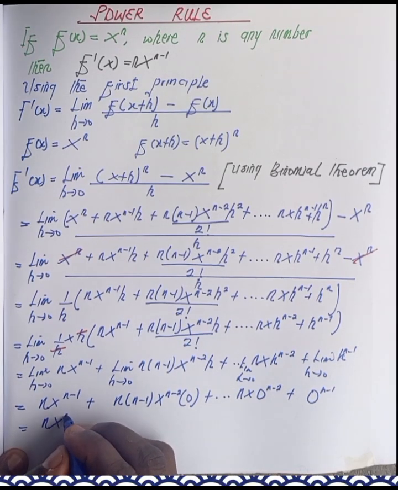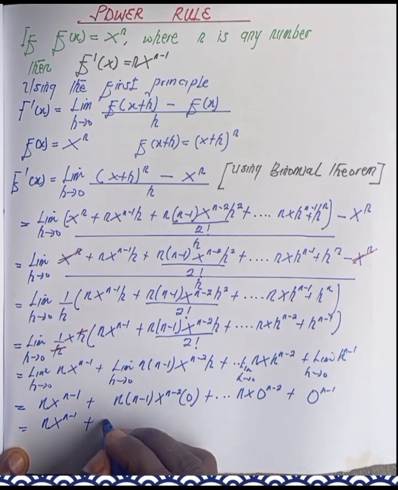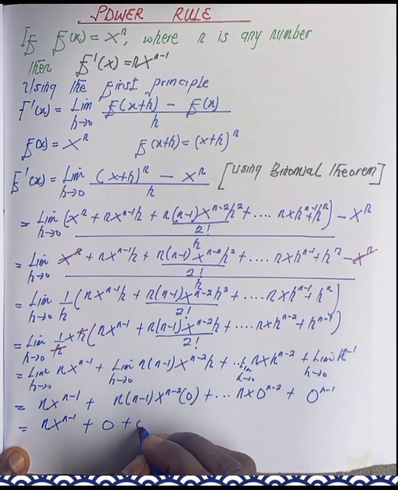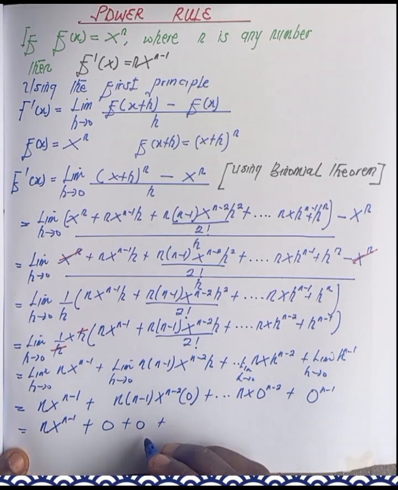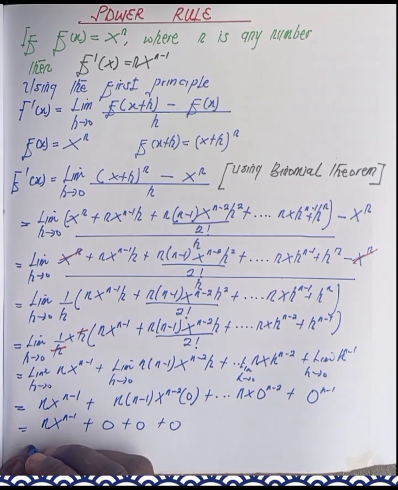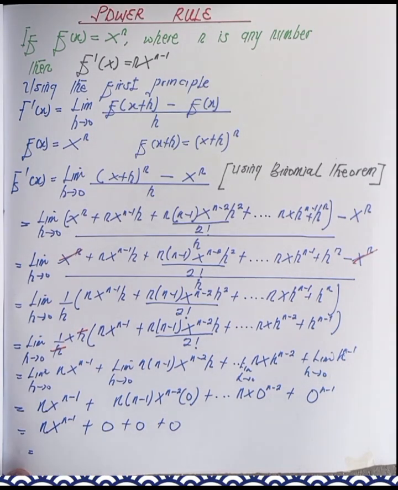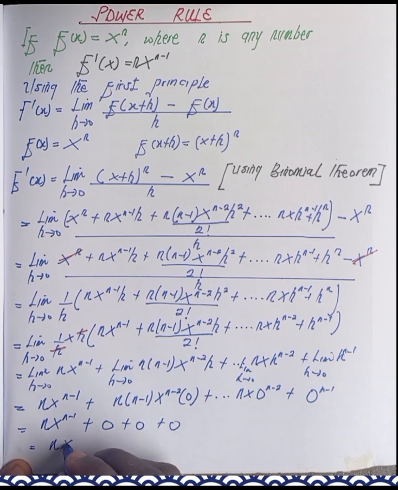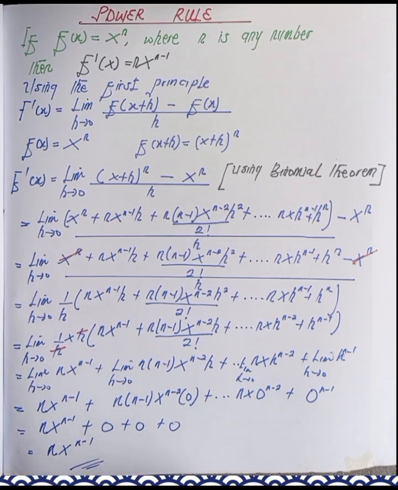nx^(n-1). We are getting 0 plus 0 plus 0, and at the end we are getting nx^(n-1), and this is what the power rule is saying.